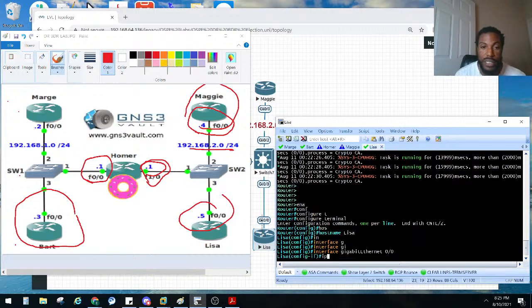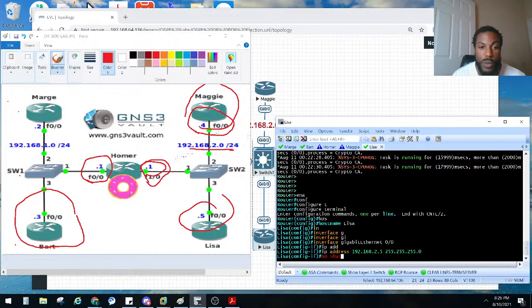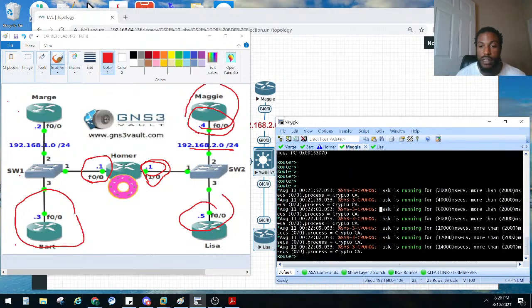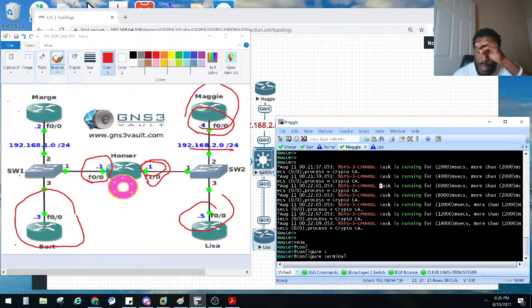His IP address is 192.168.2.5. IP address, /24 subnet, so .0. No shut that bad boy. And I think we only got one more interface, and that's right there, I believe. No, Maggie. We got to do Maggie, because she's got these CPU hog messages over there. Don't know what's going on with Maggie.